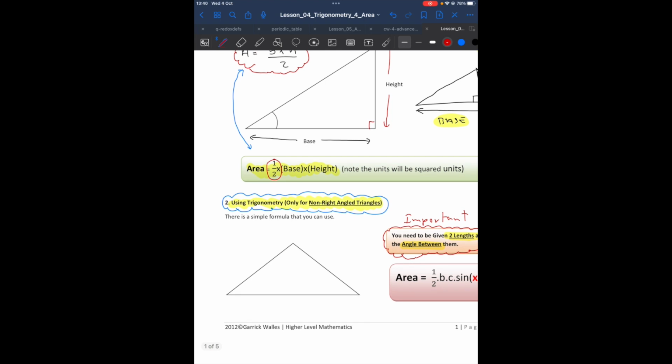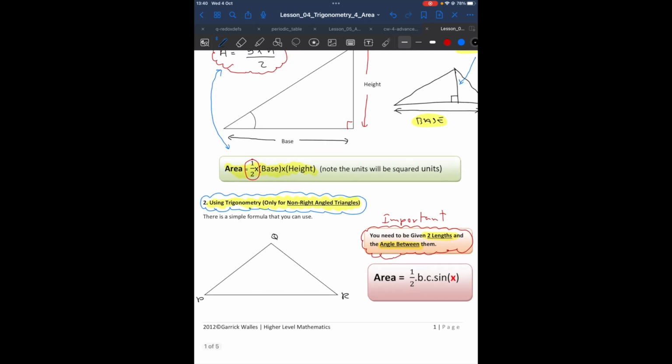Now, let's say we have a triangle PQR. Before we look at the actual formula, let's say that we're given this angle here. Let's call it x degrees. If I wanted to work out the area of this triangle PQR, you need to be given an angle and you need to be given the lengths on either side of the angle. So in this case, you need to be given the length of QP and you need to be given the length QR. Now those two lengths I'm going to call b and c.